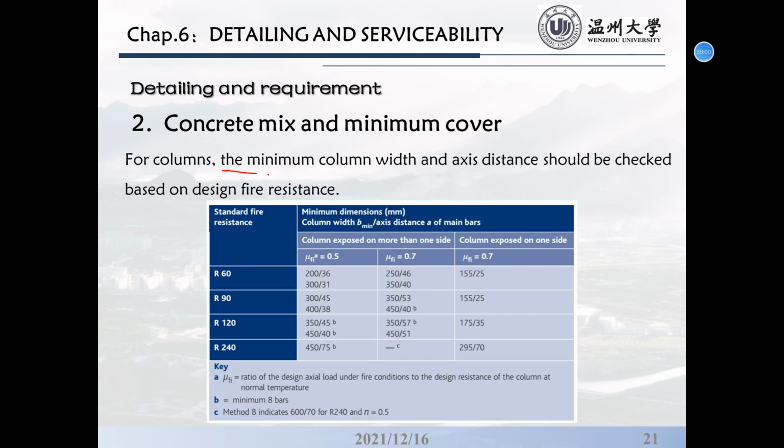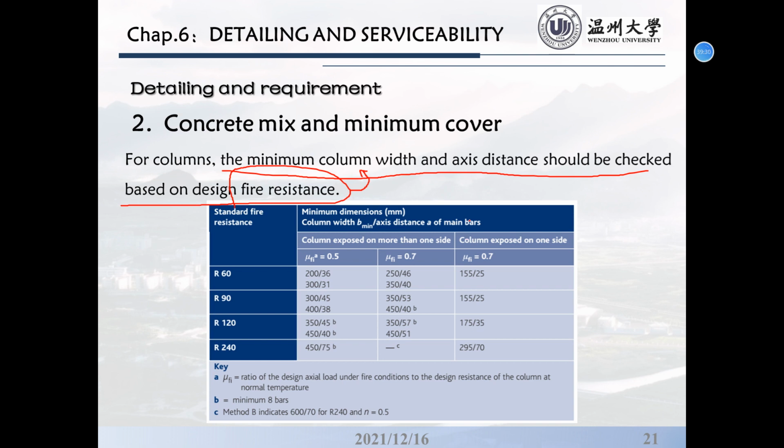For the columns, the minimum column width and axial distance should be checked based on fire resistance. Look here, fire resistance is always considered in column design. For you to choose a proper cover for columns, you need to consider the fire resistance. Okay, fire resistance.